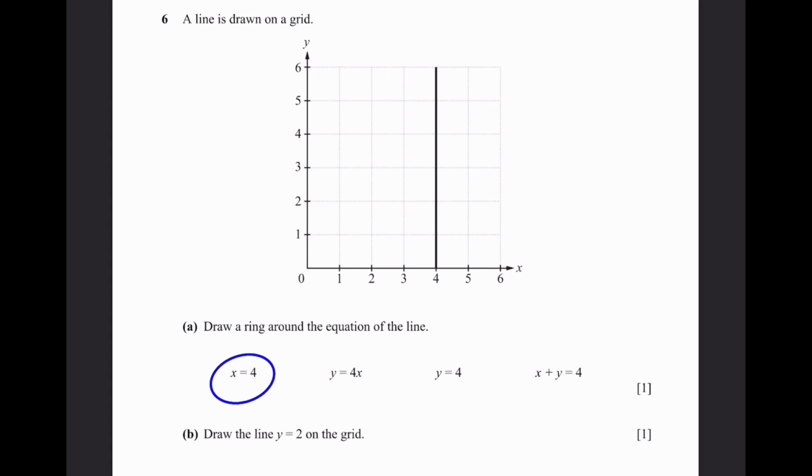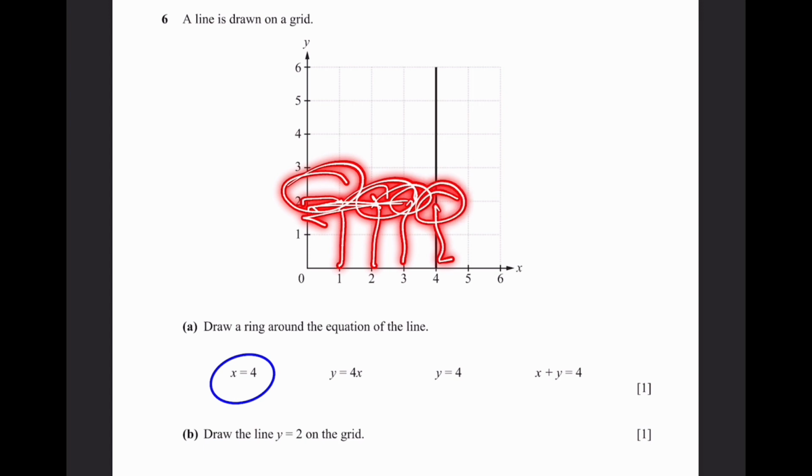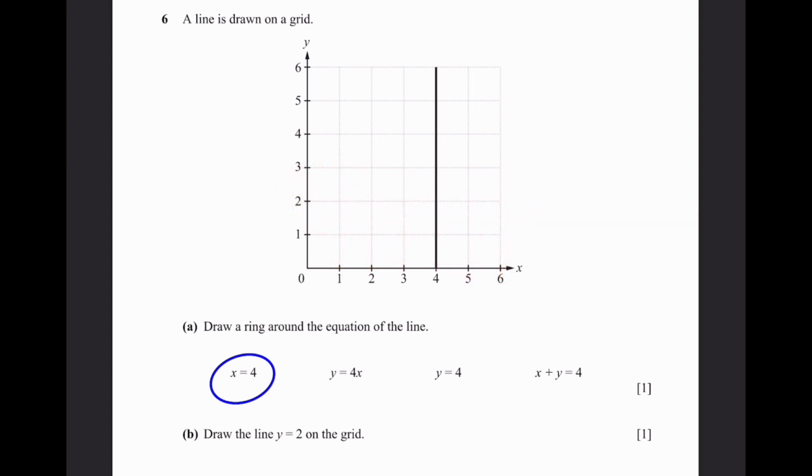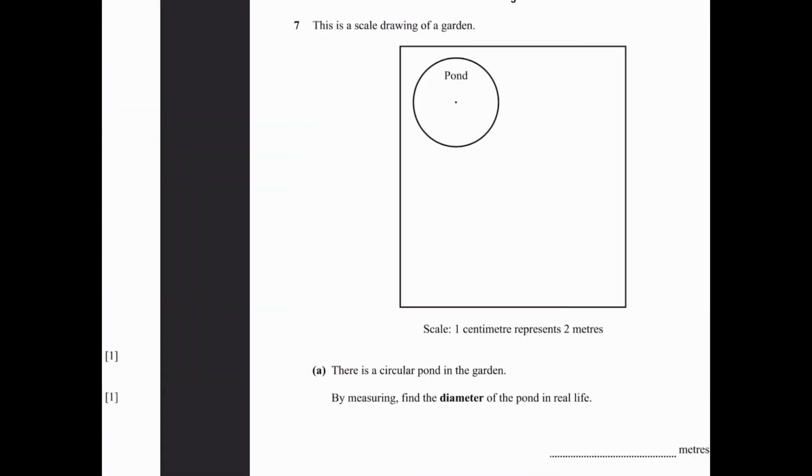B. Draw the line y equals 2 on the grid. That means all of the points on the line have y equals 2, which means is this line. You can check here. 1, 2. Here. 2, 2. Here. 3, 2. 4, 2. And 5 and 6, but all of them have a y value of 2, so we can draw that line. Done.